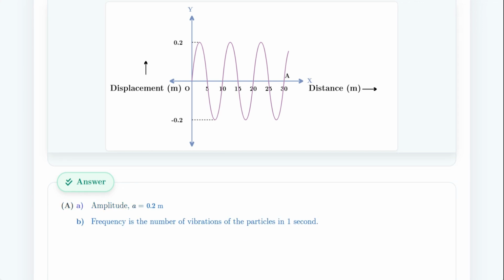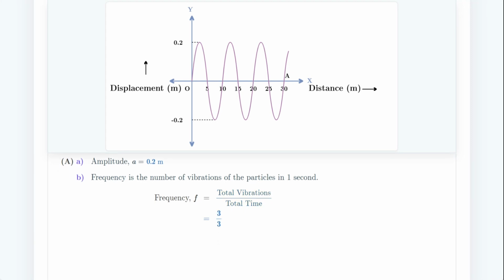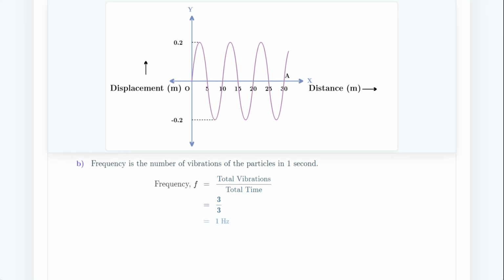Frequency is the number of vibrations in 1 second. Frequency F equals total vibrations divided by total time, equals 3 by 3, equals 1 Hertz.